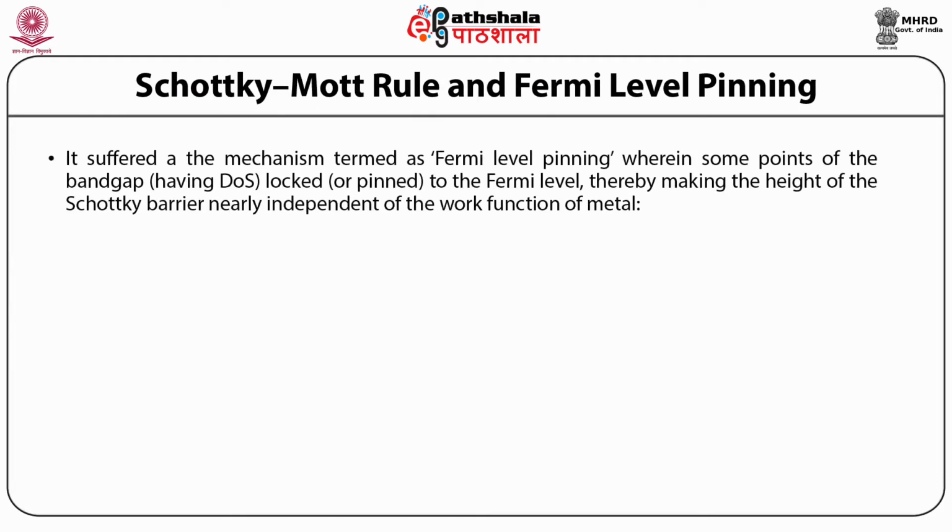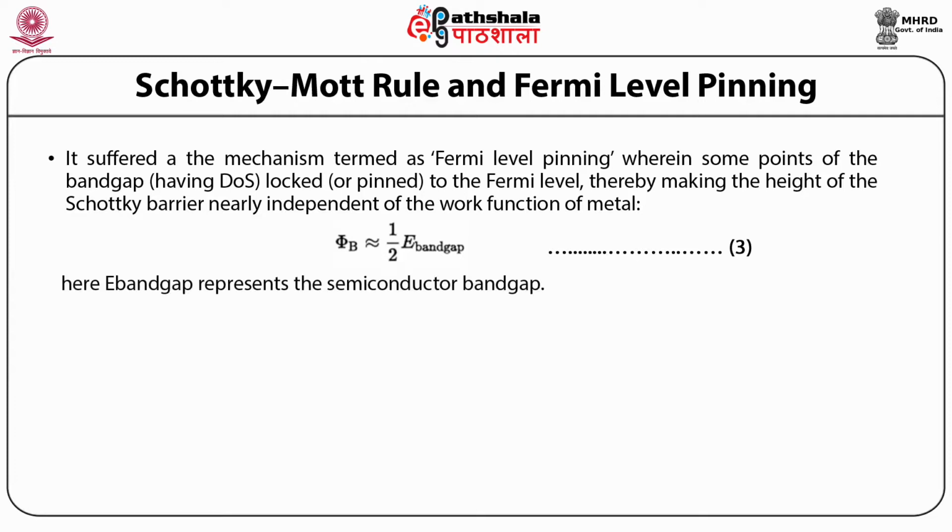It suffered from a mechanism termed Fermi level pinning, wherein some points of the band gap having DOS are locked or pinned to the Fermi level, thereby making the height of the Schottky barrier nearly independent of the work function of the metal. Here, phi b is equivalent to 1 by 2 into E band gap. Here, E band gap represents the semiconductor band gap, and the above equation is represented as equation 3.